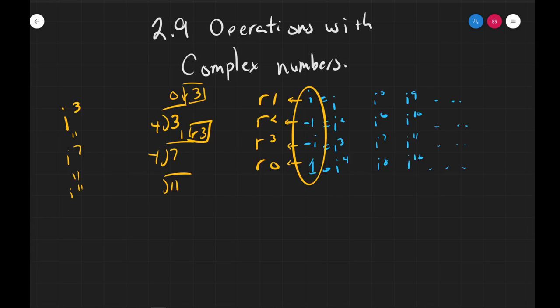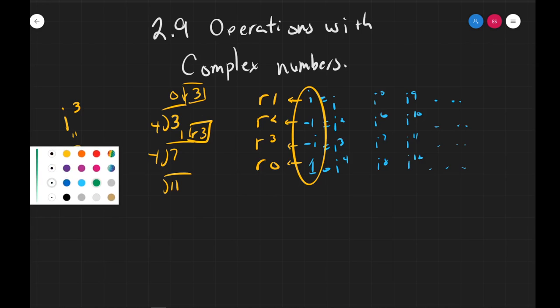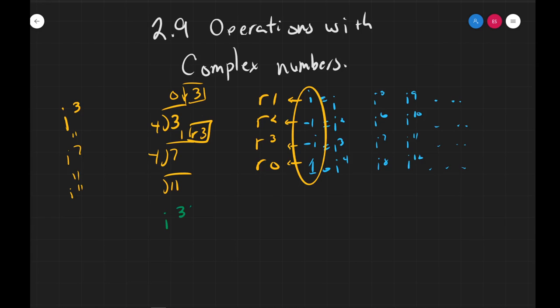Let's do an example of that. Let's say we have i to the 34th power. If we take 34 divided by 4, 4 divides into 34 8 times. 8 times 4 is 32. 34 minus 32 is 2. So we have 8 remainder 2. Our expectation is that i to the 34 should be negative 1, which hopefully is okay.